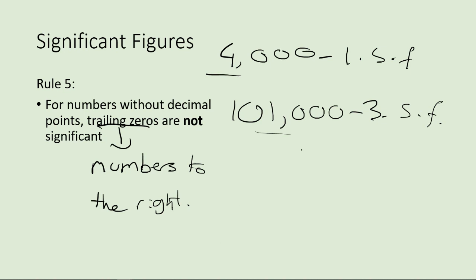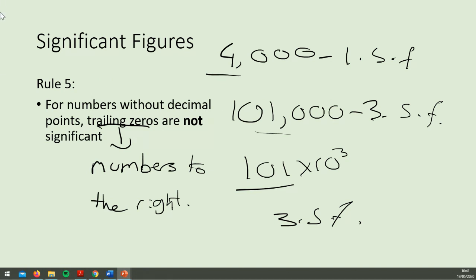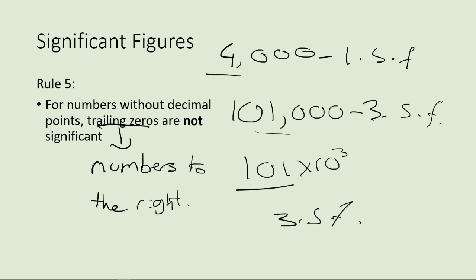This becomes a little bit clearer if we write this number in scientific notation. Because we could rewrite this as 101 times 10 to the power of 3, and you can see there that it has 3 significant figures. So using your powers of 10 can help you work out how many significant figures your number has.